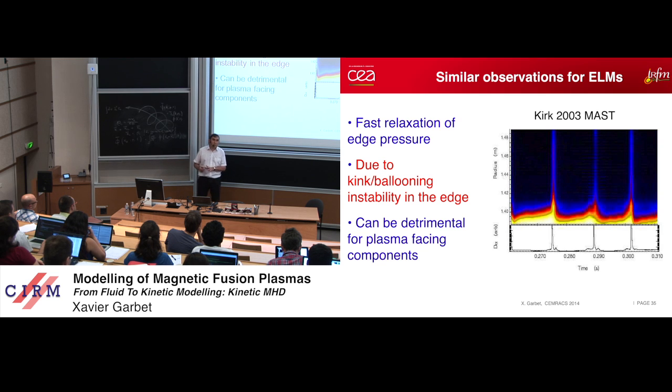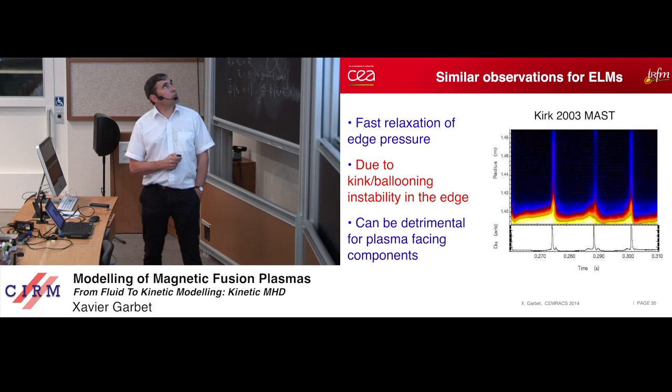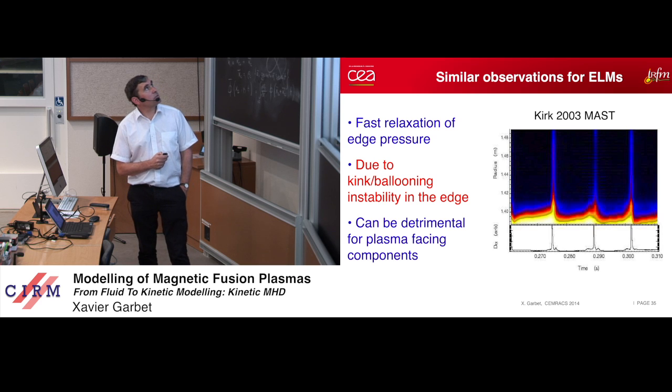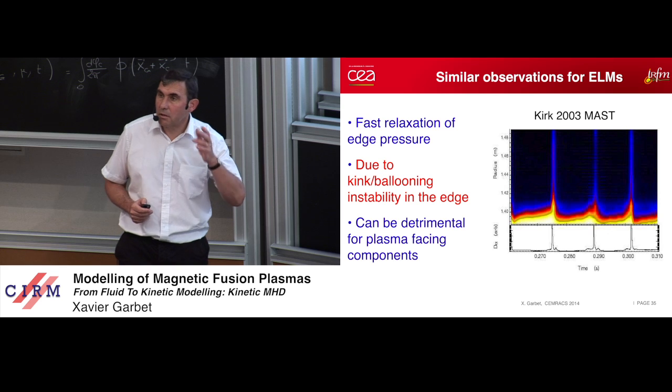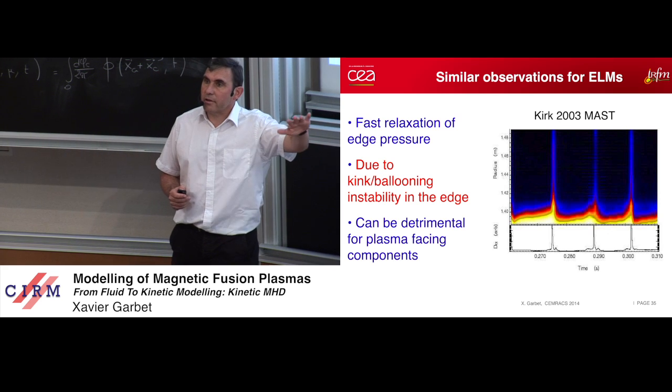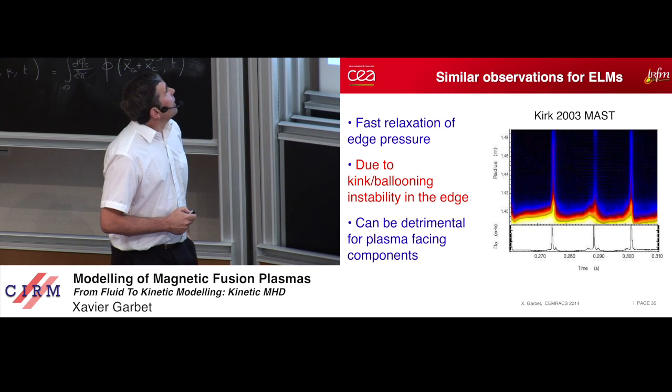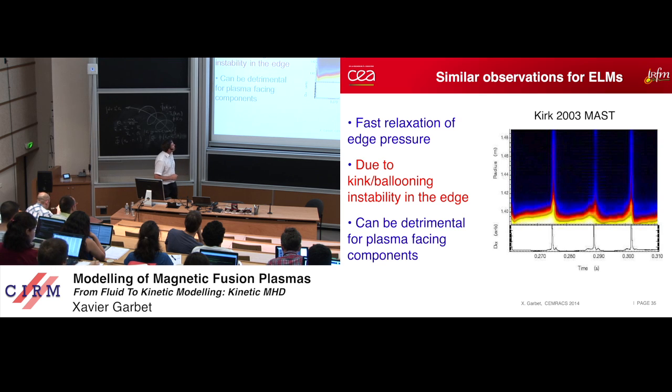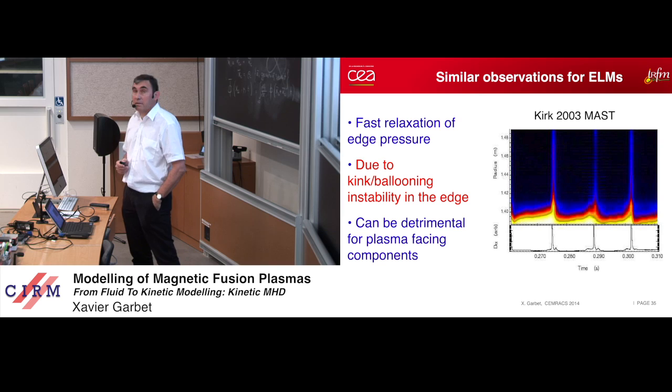Well, part of it can be an external kink mode, so it's still driven by a current, but part of it is very often due to the pressure gradient. It's a ballooning mode, so that's different. Nevertheless, there are many common features. It leads to fast relaxation of that pressure, same thing, 100 microseconds, and then a recovery phase, and so on and so on. And of course, it can be very detrimental to plasma-facing components, because every time there is a relaxation, some energy is arriving on a short time scale on the plasma-facing components.